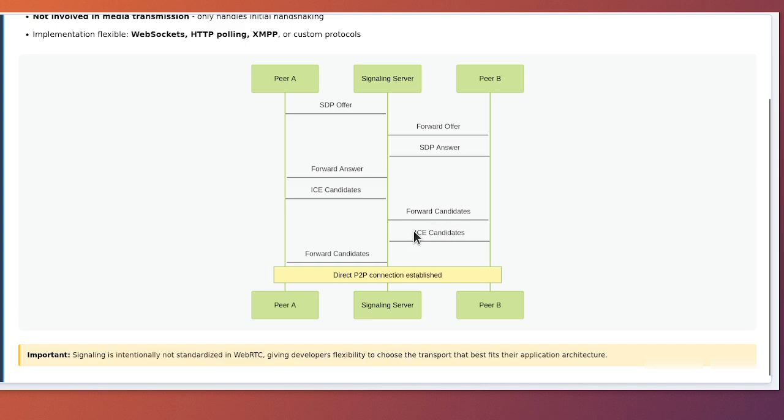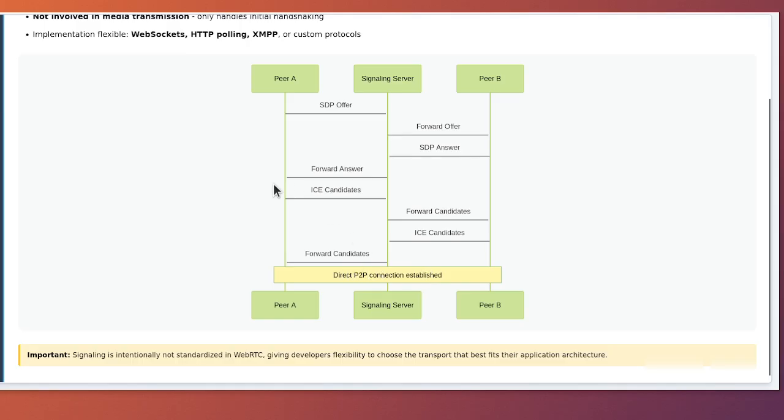ICE candidates are network addresses where a peer can potentially be reached. Each peer typically discovers multiple candidates representing different network interfaces and pathways. These candidates must be communicated to the remote peer so it can attempt to establish a connection through any available path. The signaling server forwards these candidates as they are discovered, allowing the connection establishment process to proceed efficiently.